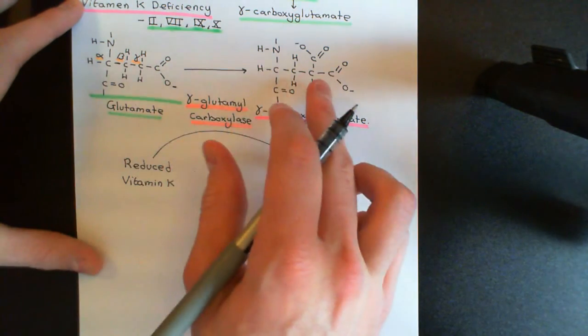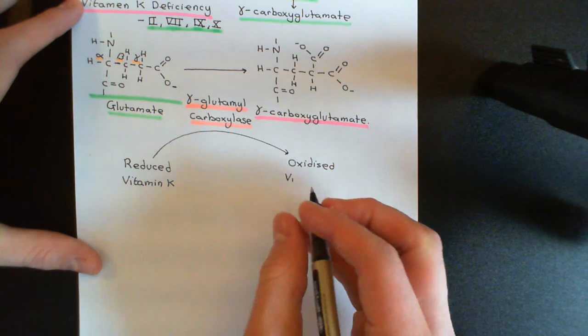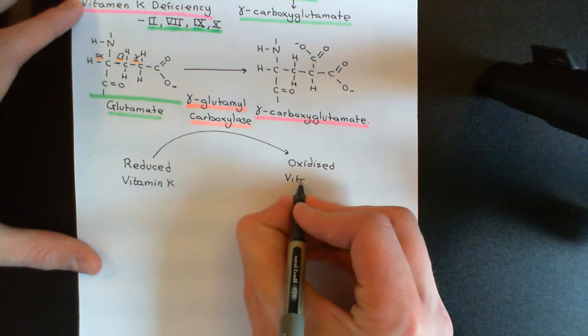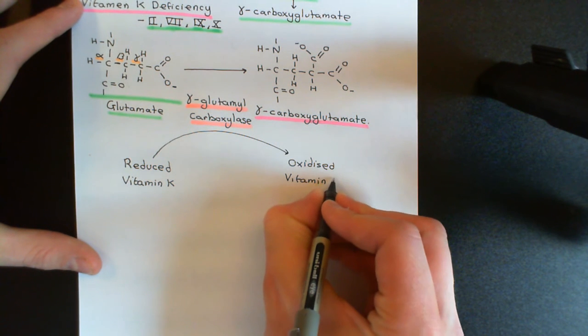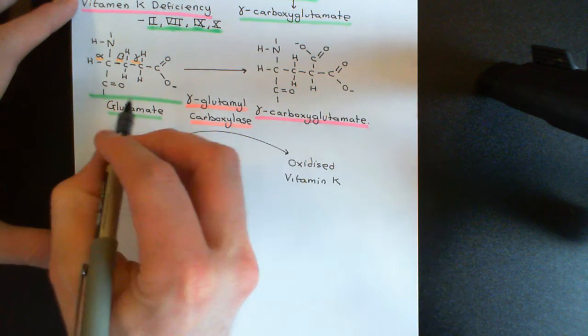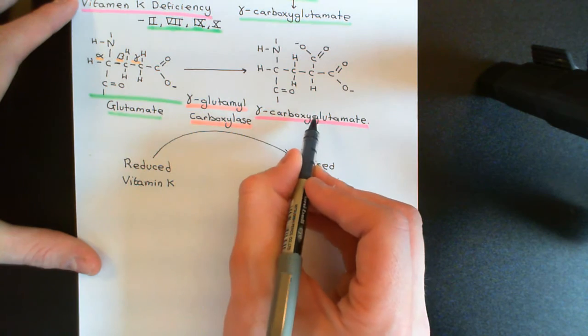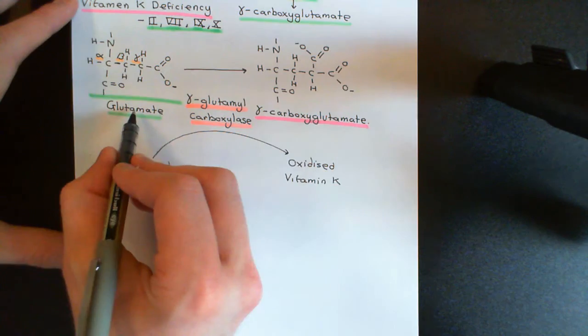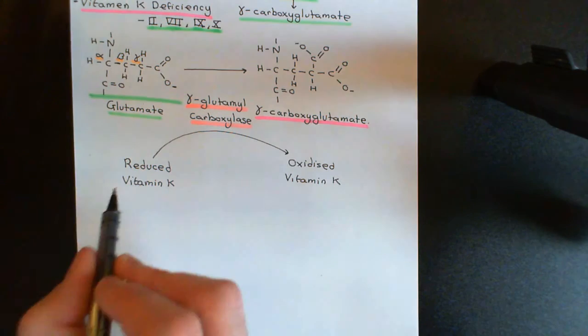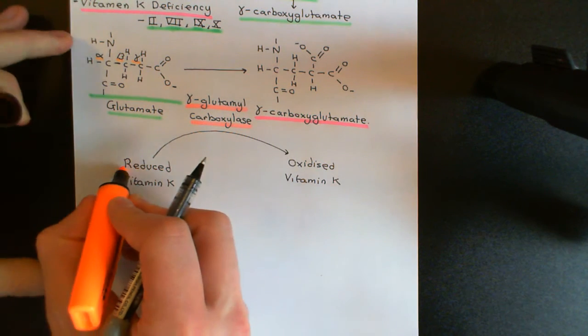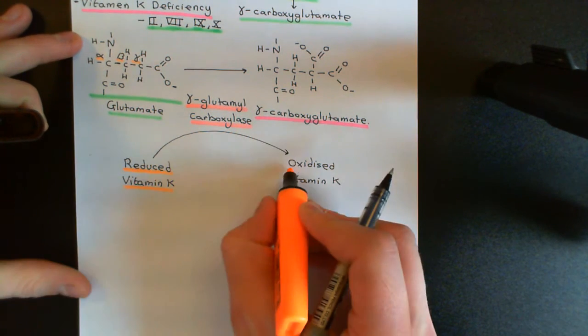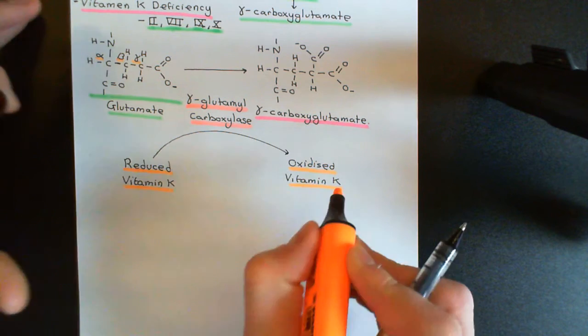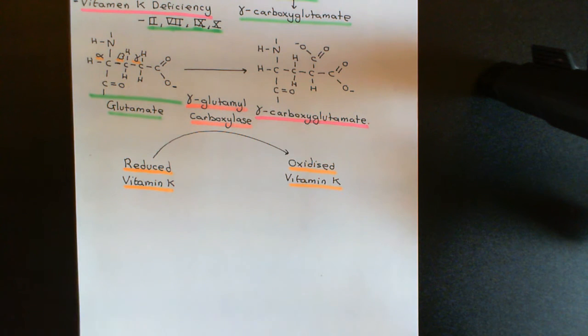Okay, they're going to be important in allowing this reaction here. Without this conversion of reduced vitamin K into oxidized vitamin K, you cannot convert glutamate into gamma-carboxyglutamate. So when this is converted into this, you also have to convert a molecule of reduced vitamin K here into oxidized vitamin K. Now, of course, this will come to an end at some point.